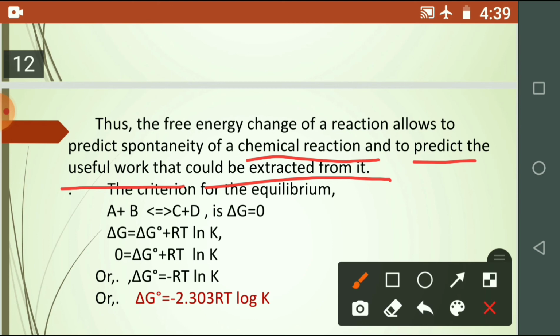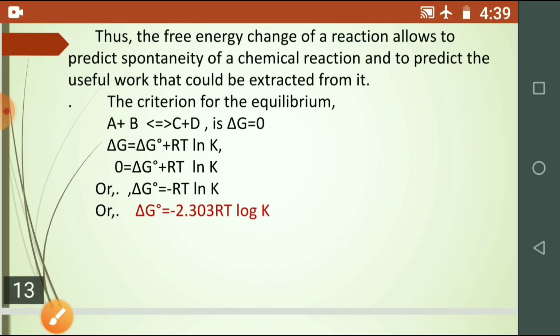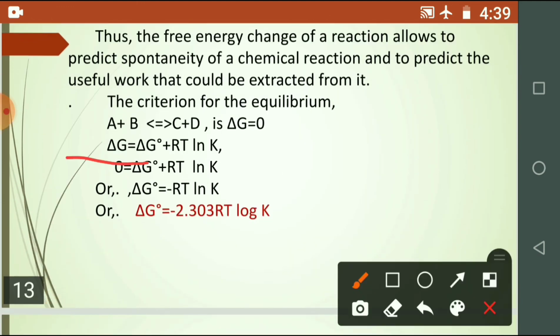If we consider the equilibrium A plus B in equilibrium with C plus D, then at equilibrium delta G is equal to 0. From different experiments, it has been proved that delta G is equal to delta G naught plus RT ln K. Delta G is equal to 0, so that is equal to delta G naught plus RT ln K, or delta G naught is equal to minus RT ln K. Converting ln, we write it as delta G naught is equal to minus 2.303 RT log K. Log is to the base 10.